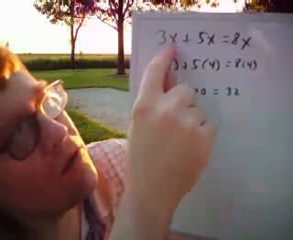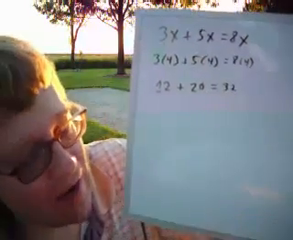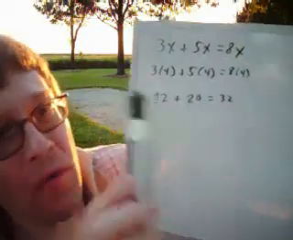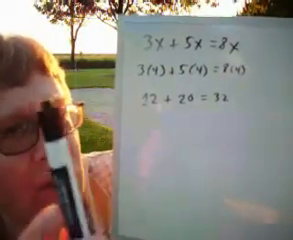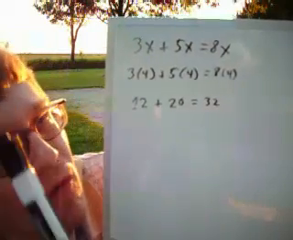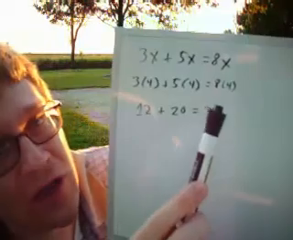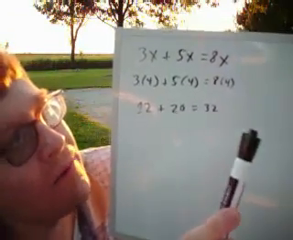Okay, we have 3x plus 5x equals 8x. The 3, the 5, and the 8 are numerical coefficients. I covered this in a previous video, but I wanted to prove it out to you that you can add up these numerical coefficients and be fine, alright?